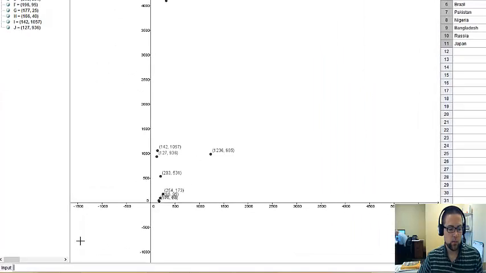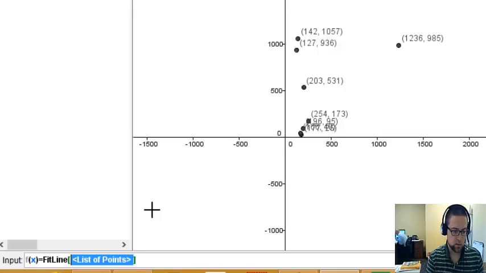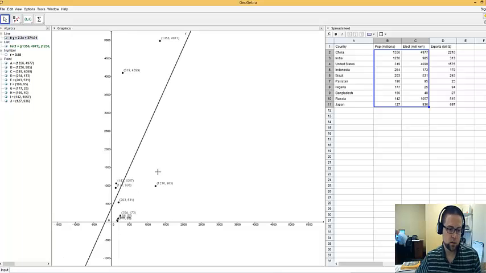Now, I can have it draw a line of best fit. I'm going to do that and say f of x equals fit line is the command, fit line. And then I tell it the list of points, and it's in list 1. And there it is. So this line over here, and you see the slope of the line is 2.2x plus the initial value 371.